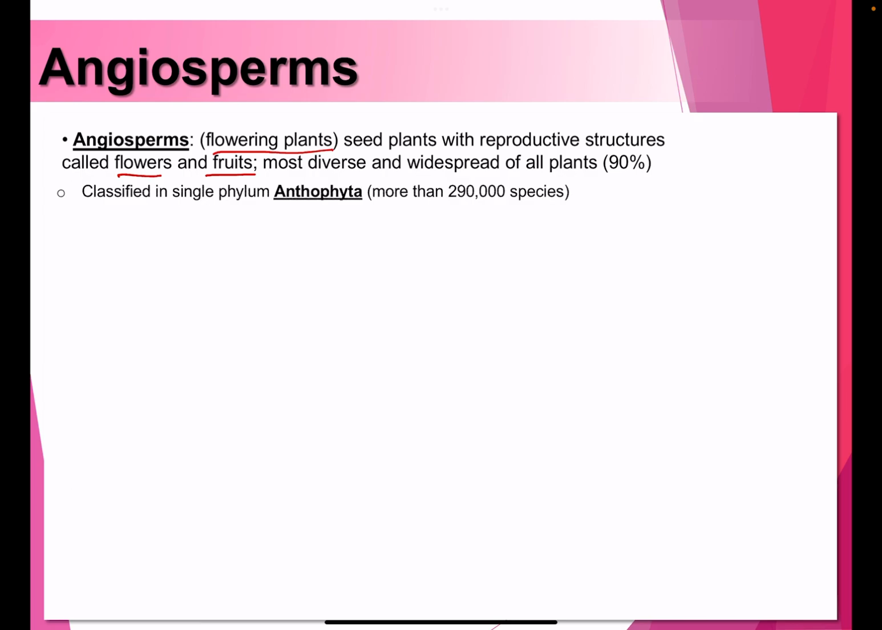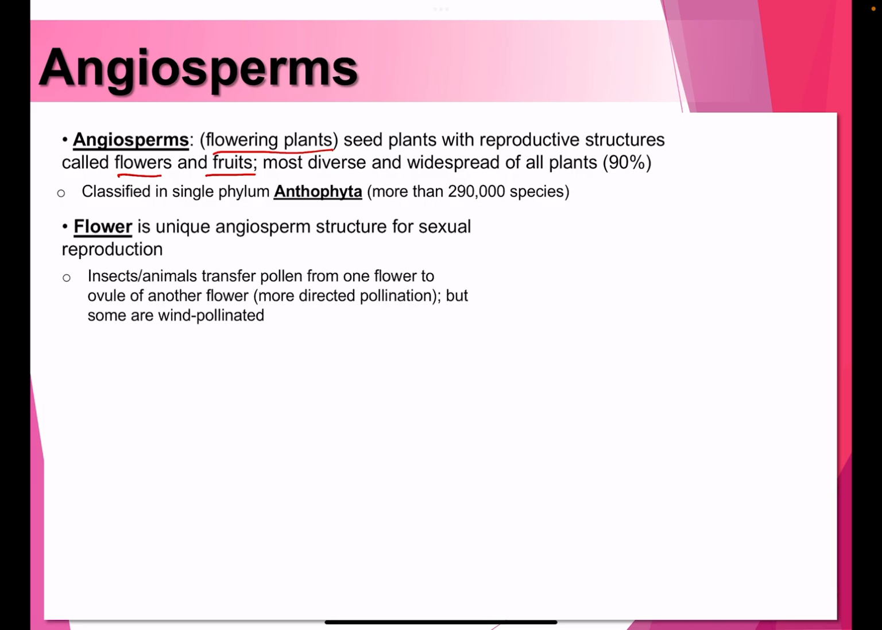Angiosperms are classified in a single phylum, called Anthophyta. In a sense, you're like, well, that simplifies it, but within that one phylum, we have more than 290,000 species that fall under the category of angiosperm. So you can see how much genetic variation we have with angiosperms and why they make up most of our plants.